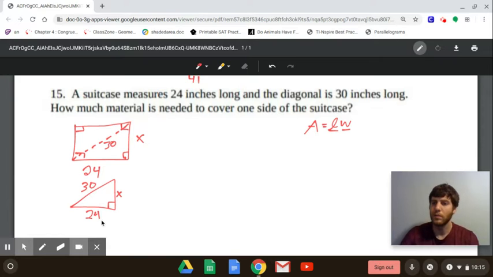So again, we're using the Pythagorean theorem, a squared plus b squared equals c squared, because we have a right triangle. Whenever you have 2 sides of a right triangle and you want to find the third side, you're always using the Pythagorean theorem. So the 2 legs are x and 24, so we're going to do x squared plus 24 squared equals 30 squared.